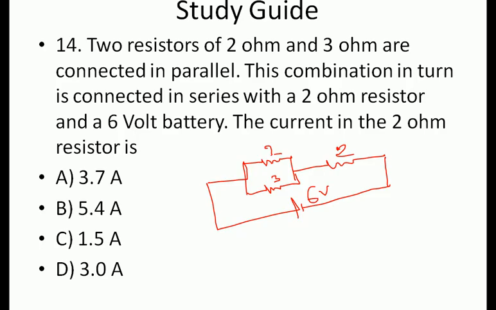The current in the 2 ohm resistor is, so which 2 ohm? I don't know which 2 ohm. So let us find the current through all of these 2 ohm resistors. First, the main current. What is the R equivalent? Now 2 parallel 3, that means 2 into 3 by 2 plus 3, that means 6 by 5. I can write here 6 by 5.